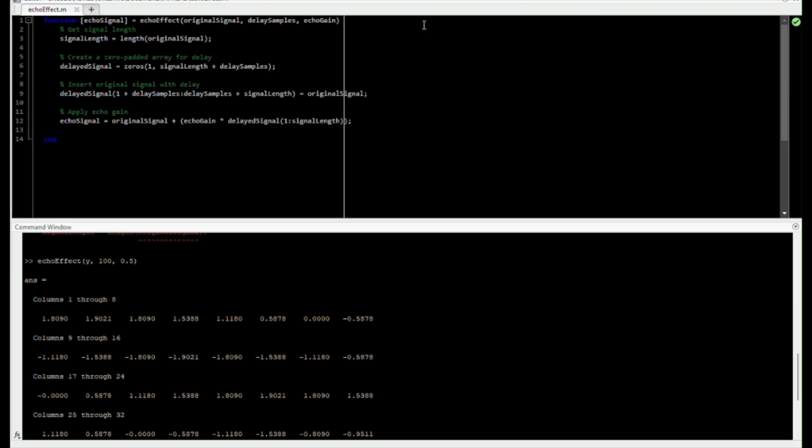This is an echo effect function. It inputs a signal, then creates a layered version of the original to layer on top. On the bottom, you can see plot points of the echoed version.